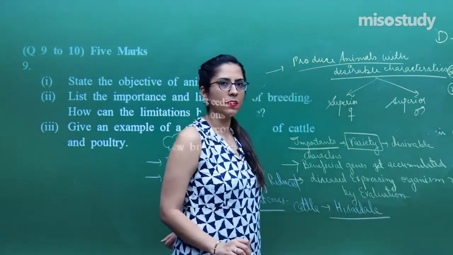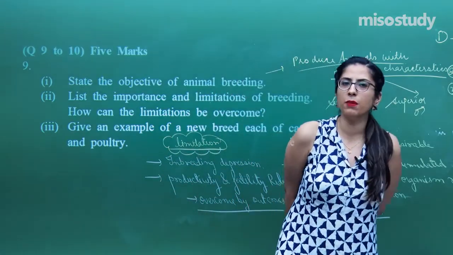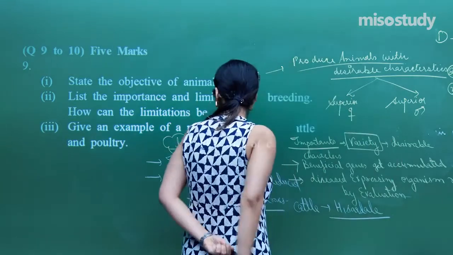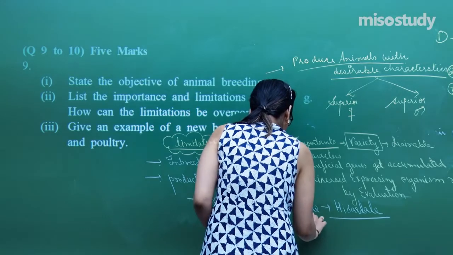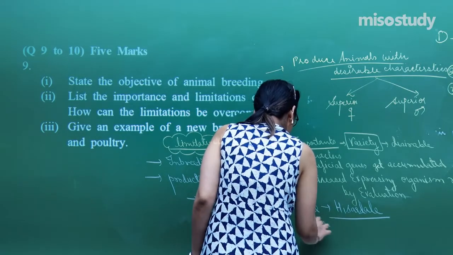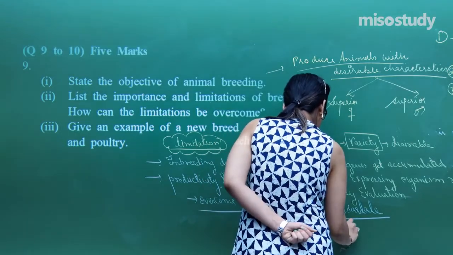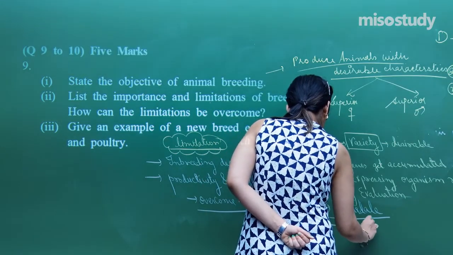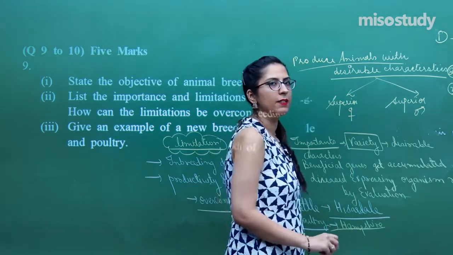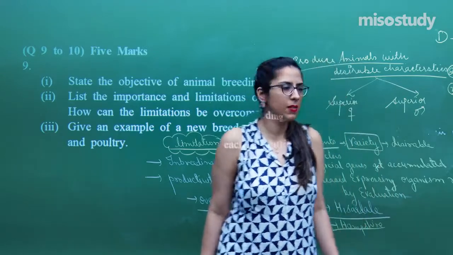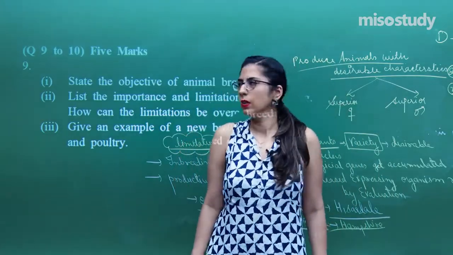Hisar Dale, right, which is formed by mating between Bikaneri ewes and merino rams. Now, one more we have to discuss about the poultry as well. In the poultry, we have an example of Hampshire. Hisar Dale and Hampshire, these are the two examples. This is for the cattle and this is for the poultry, right?